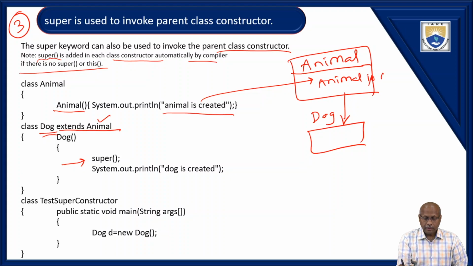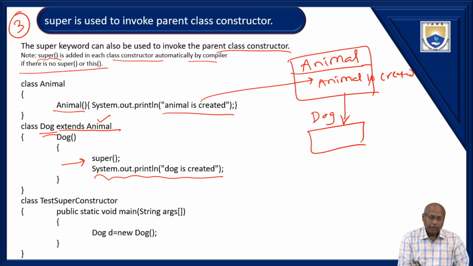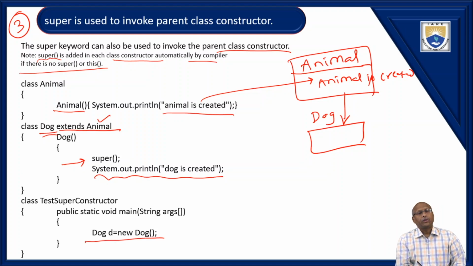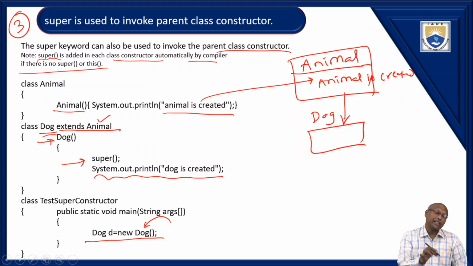Animal is created. That message will be printed. After calling the superclass constructor, this method will be executed: dog is created. If you observe this program, in public static void main, you are simply creating an object of dog. Immediately control will go to dog's constructor. But dog is a child, and in the child's constructor, again you are calling super.